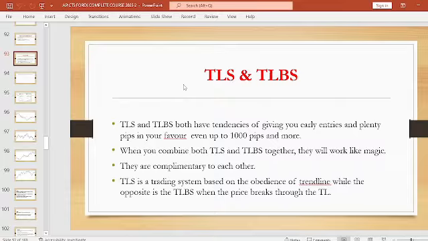When you combine both the trendline strategy and the trendline breakout strategy together, they work like magic. They are complementary to each other. The trendline trading strategy is a system based on the obedience of trendlines, when the price obeys the trend lines. While the opposite is the trendline breakout strategy, when price breaks through a trend line that is already drawn.